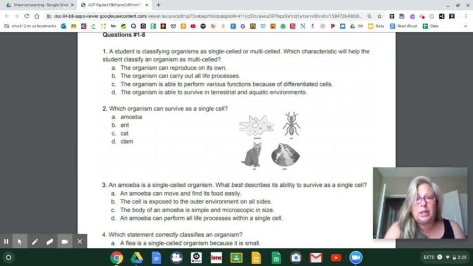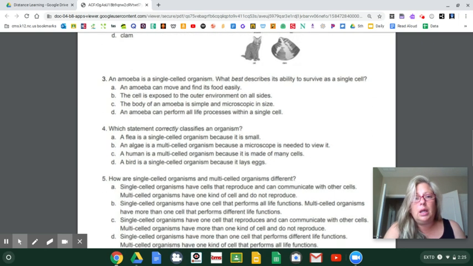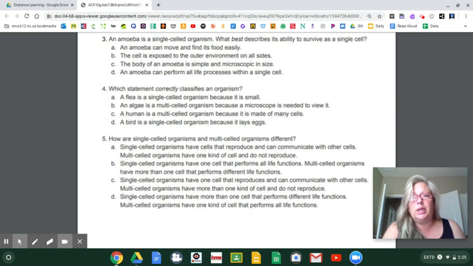All right, number 2. Which organism can survive as a single cell? You don't need me to talk you through this because you literally know this one. Let's move on. Number 3. An amoeba is a single-celled organism. What best describes its ability to survive as a single cell?